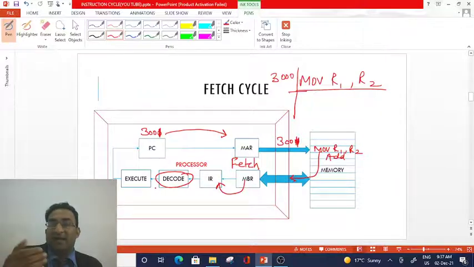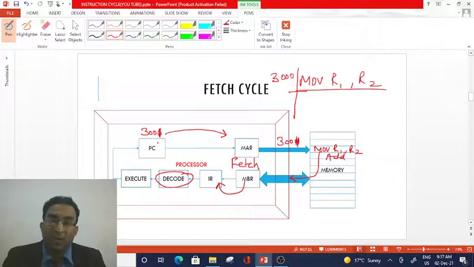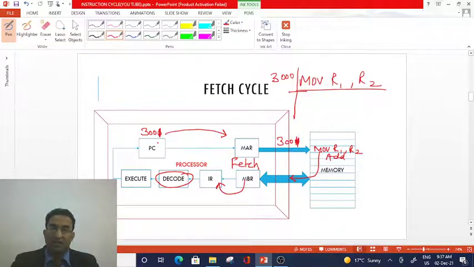After execution, the next instruction will come. For that, PC has to be incremented by the value of 1. The value will become 3002. So this is basically the instruction cycle with 3 major phases: fetch, decode, and execute.